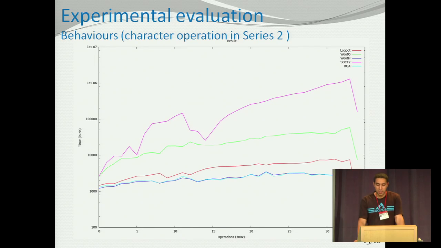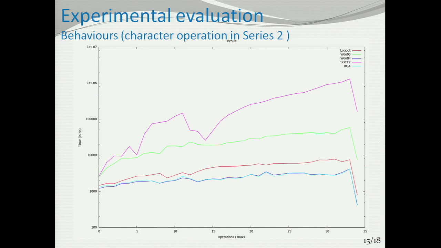We represent here the algorithms' behavior for character operations in Series 2. This behavior is slightly different because the number of delayed operations is smaller. Students had less time to make corrections on their document. We can just notice the same behavior of RGA and WOOT. Both algorithms are based on hash tables.